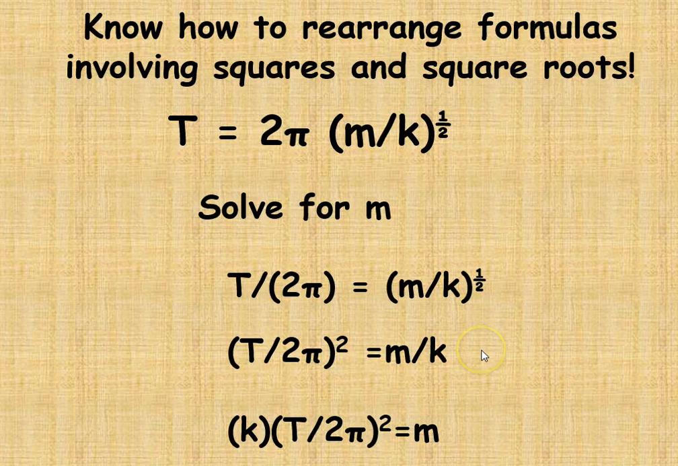The next step that you do is to square both sides of that equation, and that will eliminate the 1/2 exponent here. And it will introduce a square on the left side. So now you're left with T over 2 pi quantity squared equals m over k. The last thing you would do would be to cross-multiply by k so that you can isolate m. So you can probably imagine that a common mistake is for students to immediately square both sides of the equation and then divide by 2 pi. This, of course, is not correct, and you'll get the wrong relationship at the end. So be careful with your steps and write them out if you have to.